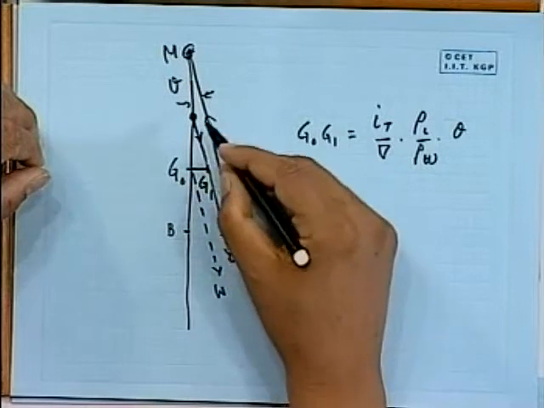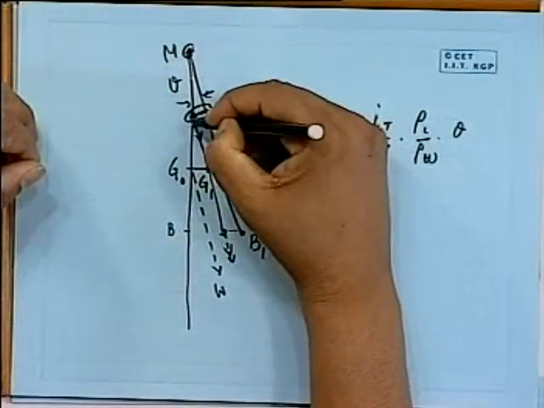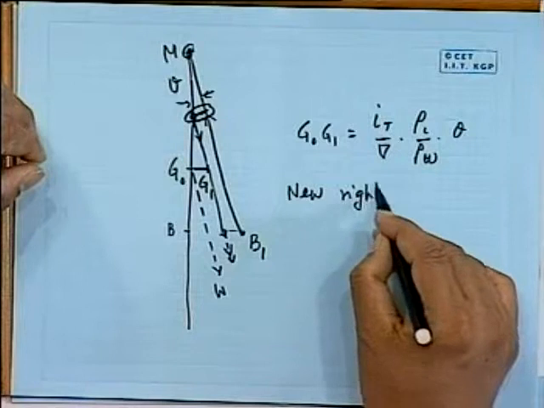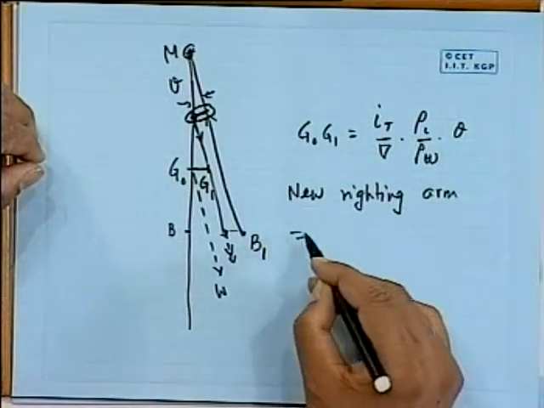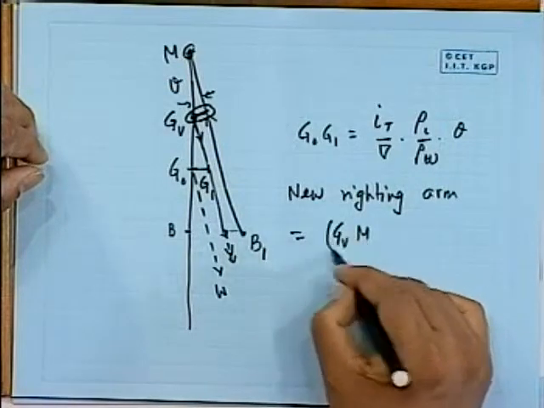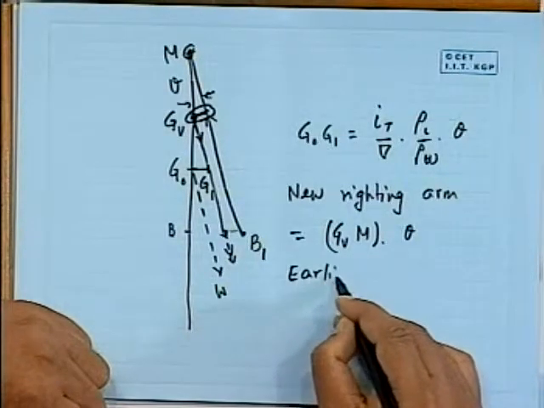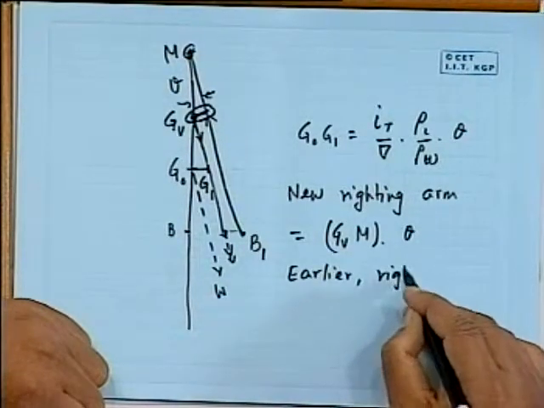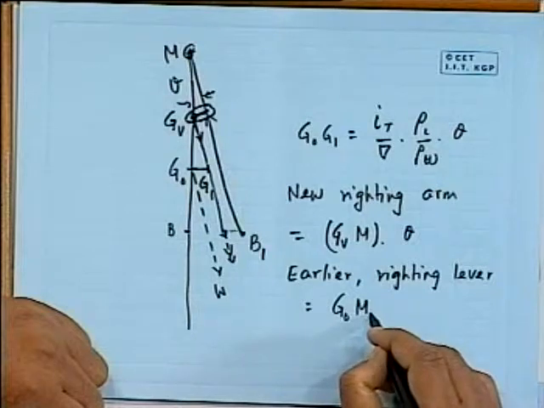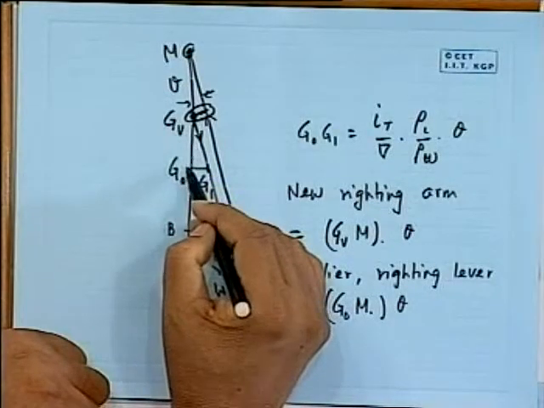Because when the weight acts through this point, the righting lever is now this amount, because there is a weight acting, this going down. So the new righting lever, if I call this GV, becomes GV M into theta, again into theta because it's a small angle. Earlier the righting lever was G0 M into theta. So how much did the righting lever reduce? Obviously it is reduced by G0 GV into theta.